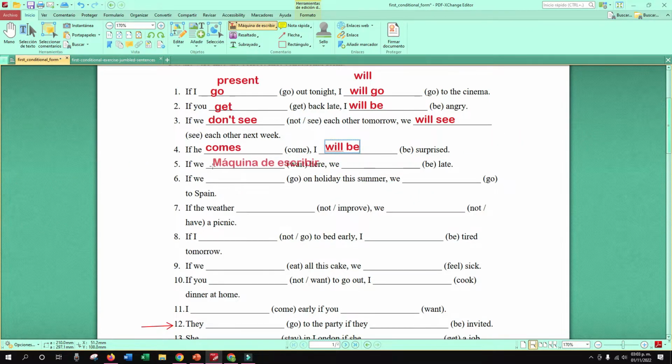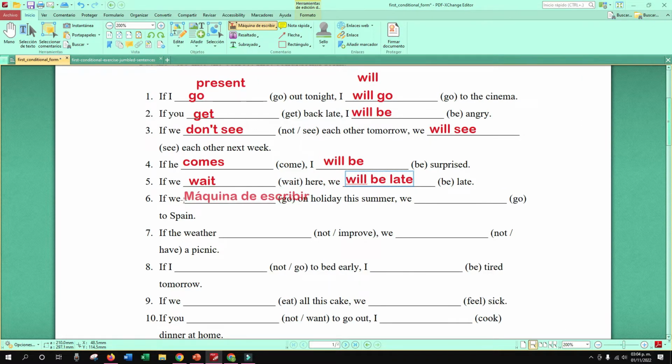If we, that is wait, that is the verb. If we, another volunteer? Is Wendy, Mr. David, Mr. Miguel, Emmanuel, Abigail. Which could be the answer here? If we, what? Wait. If we wait here, we what? We'll be late. Excellent. We'll be late. Perfect. So if we wait here, we will be late. Excellent. Very good. What about six?